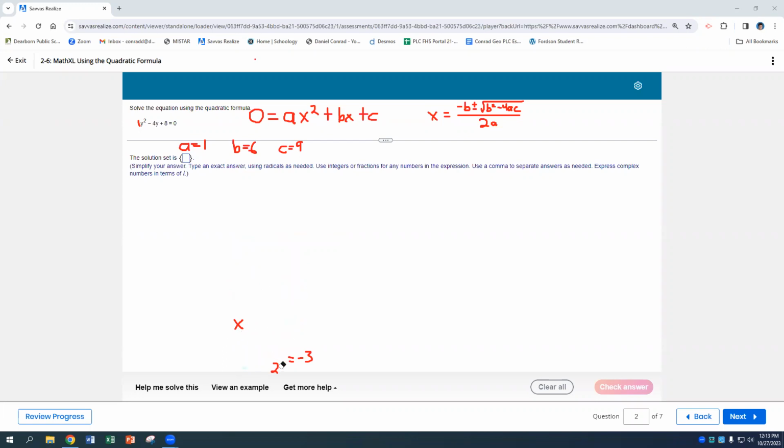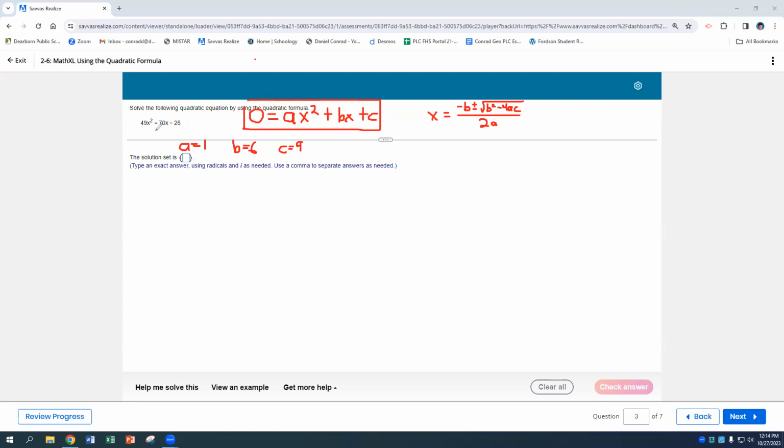Okay, let's not try this one. Let's pick one where we've got some bigger numbers here. Okay, let's do this one here. All right, so when I plug in here, first of all, I've got to move everything to one side because we need to set it equal to 0. It needs to be like this.